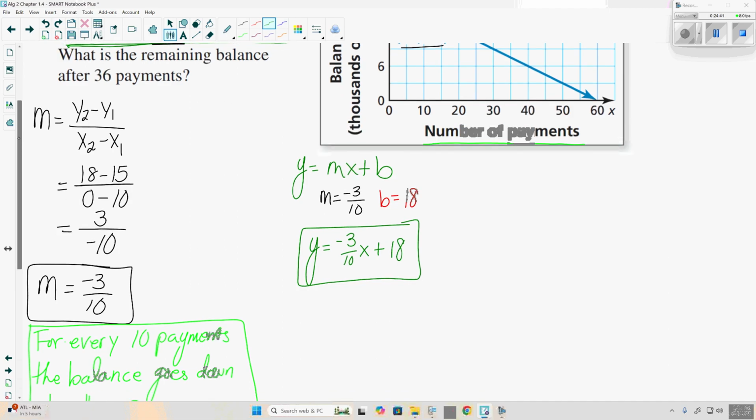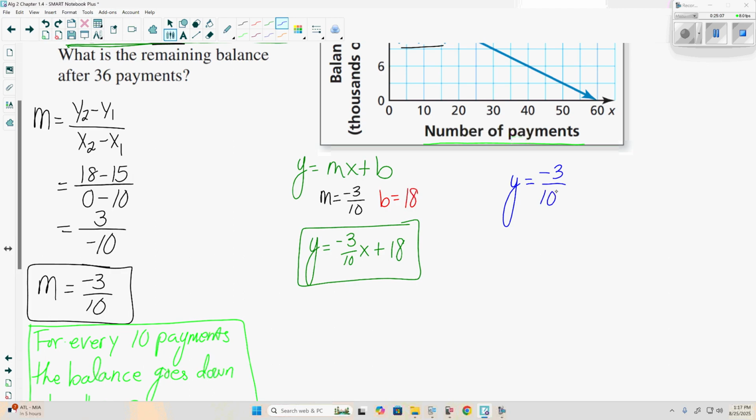Questions on this here before we answer the last part? We go with this here. So the last thing we have to do is find the remaining balance. Well, our balance is y, yes? Number of payments is x.